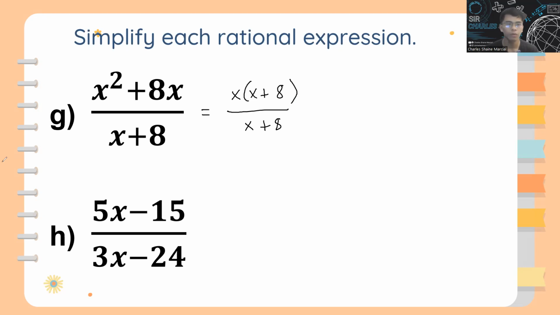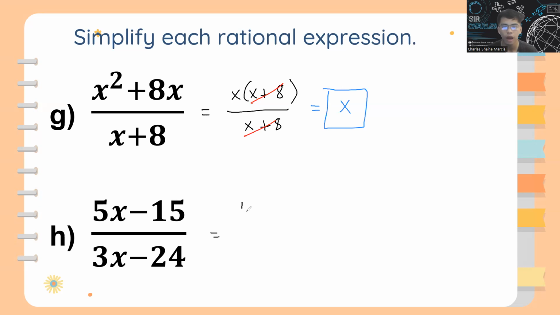And then after that, we will cancel the common factors, and that is x plus 8 from numerator and the denominator. So yung natitira na lang natin is x over 1 or x. That is the final answer. Okay? Next, 5x minus 15 over 3x minus 24.